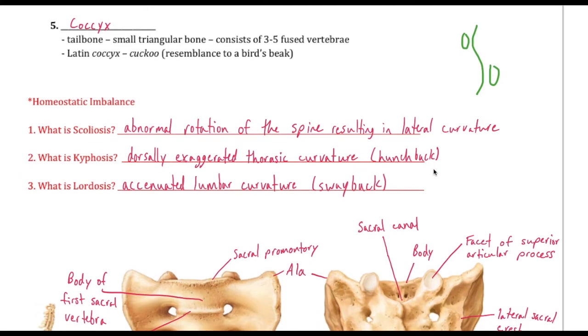Kyphosis is going to be a dorsally exaggerated thoracic curvature, or a hunchback. So you see this in a lot of the older population. Their spine is literally going to look like this. They're basically going to have a flat low back, where most of the time these patients are bent over. You see this again with a lot of older patients. My grandmother had kyphosis. And then within lordosis, there's going to be an exaggerated lumbar curvature, or a sway back.